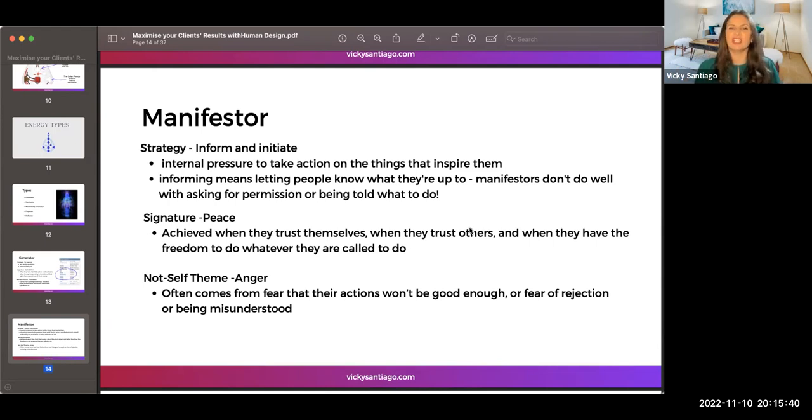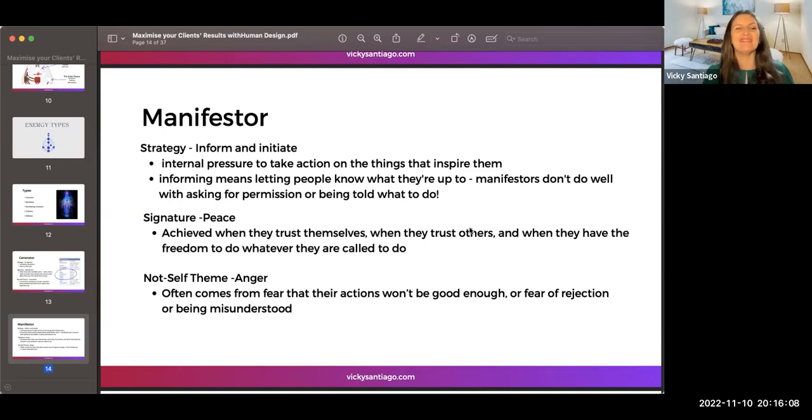So manifestors have this internal pressure to take action on the things that inspire them. And the other fun thing about manifestors, to know if you have a manifestor client, is they do not like being told what to do. Okay, so just be aware of that. If you've got a manifestor, for sure, say, what do you want? What do you think you should do, right? Not, I think you need to do this.